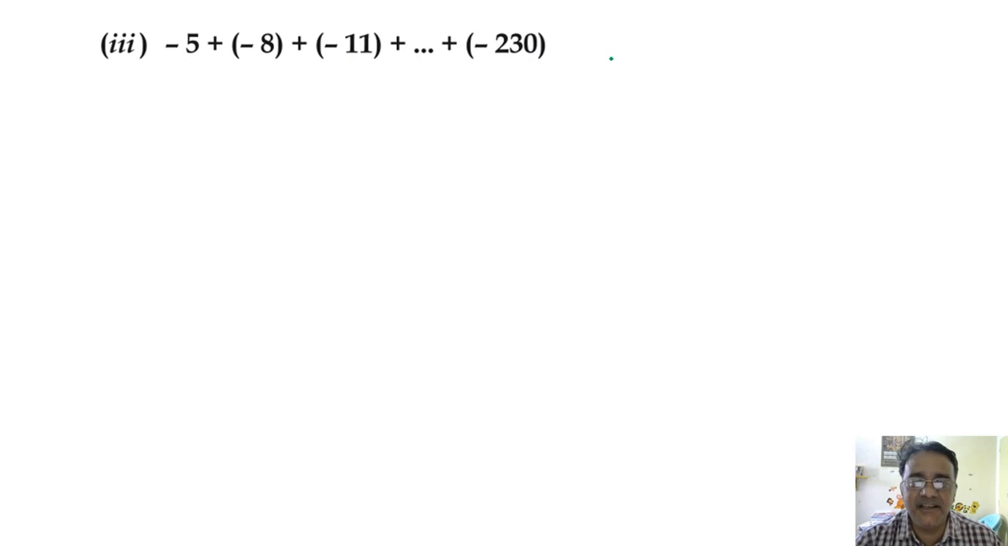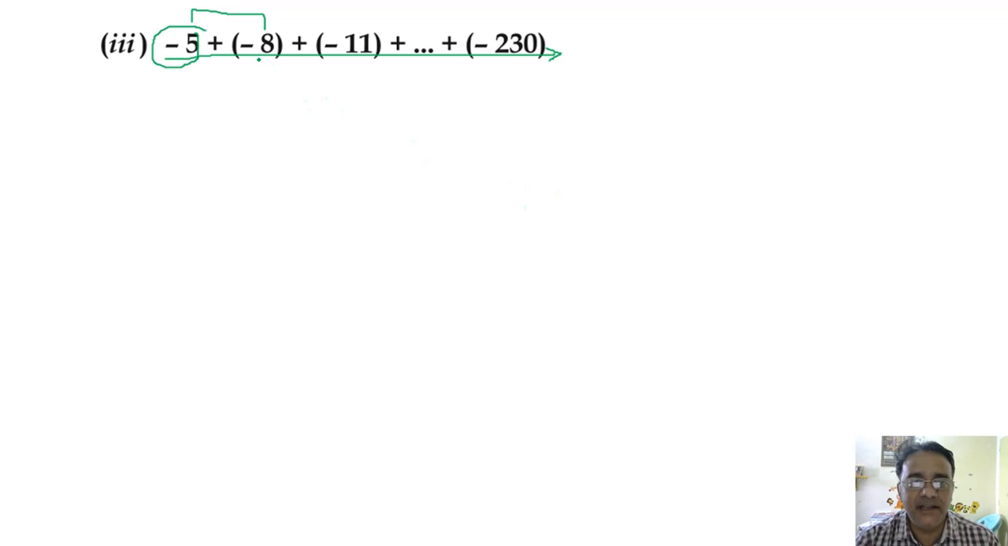This is decreasing order. In negative numbers, the bigger the number gets, the smaller the value becomes. So this is decreasing order, so d should be negative. That you have to keep in your mind. So what is a here? We'll start with a, minus 5. And what is d? a2 minus a1.